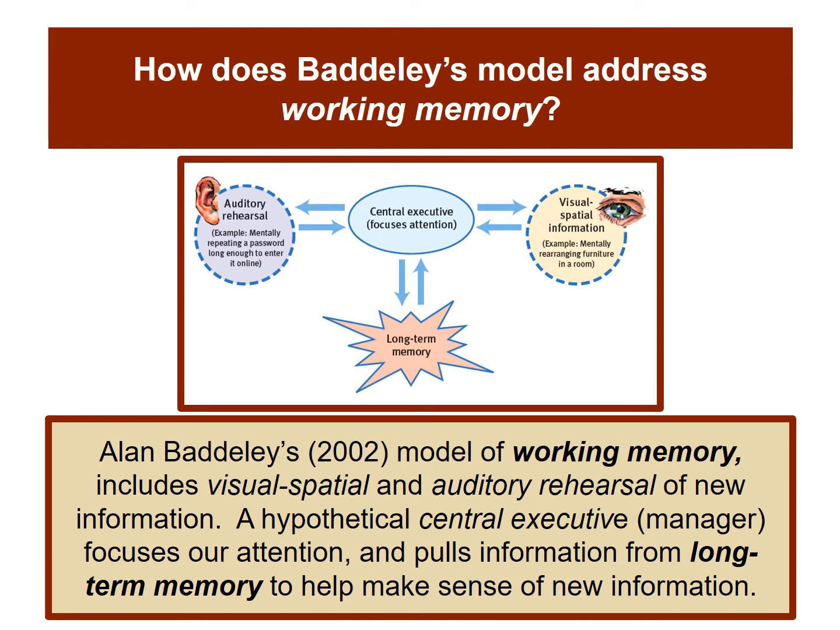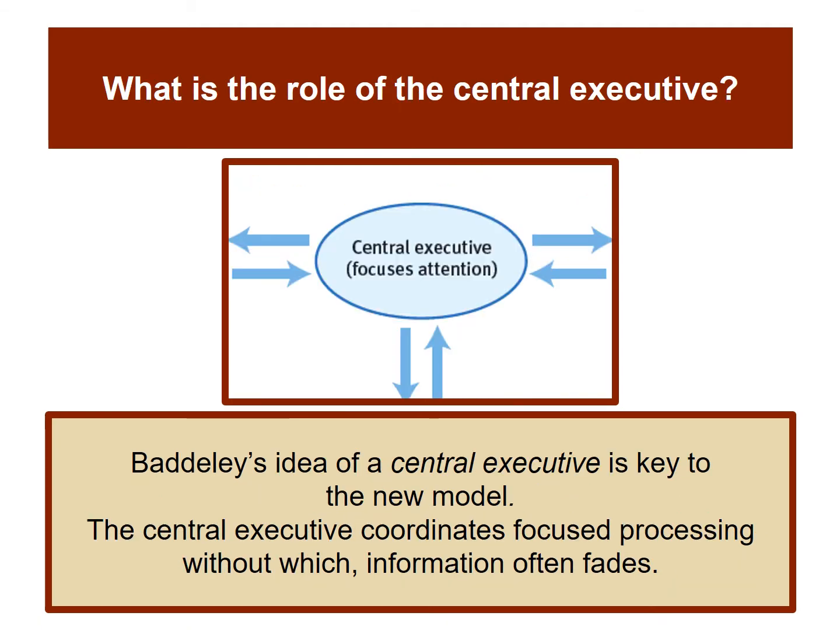How does Baddeley's model address working memory? Alan Baddeley, in 2002, proposed a model of working memory that includes visual, spatial, and auditory rehearsal of new information. A hypothetical central executive, which is like a manager, focuses our attention and pulls information from long-term memory to help us make sense of new information. The role of the central executive is key to the new model. It coordinates focus and processing, without which information often fades.